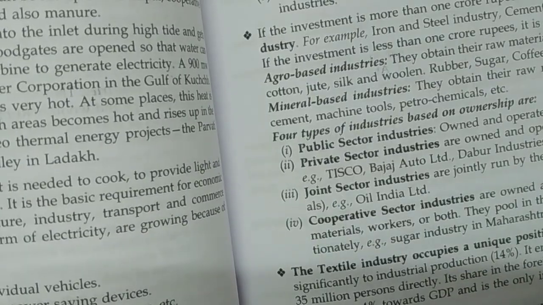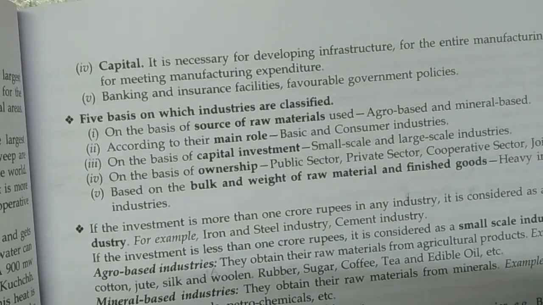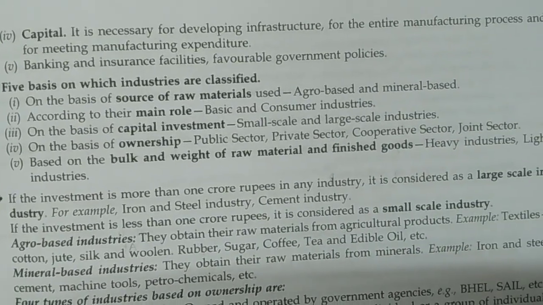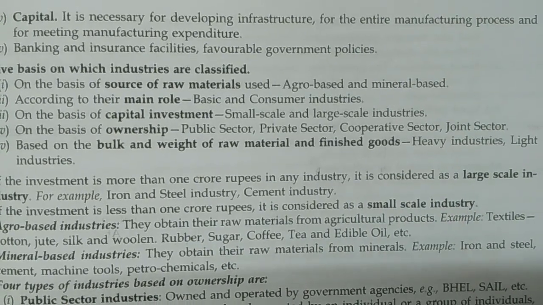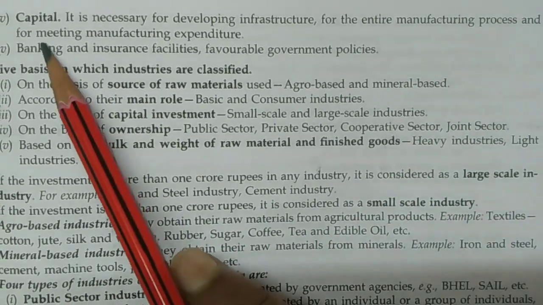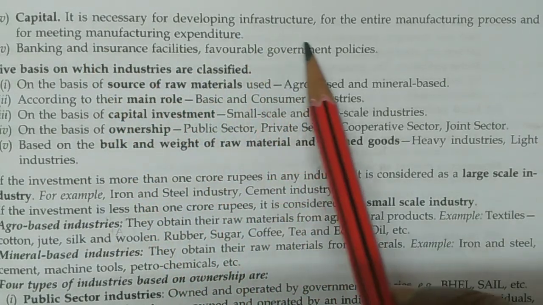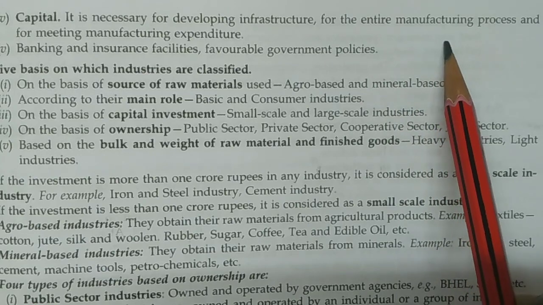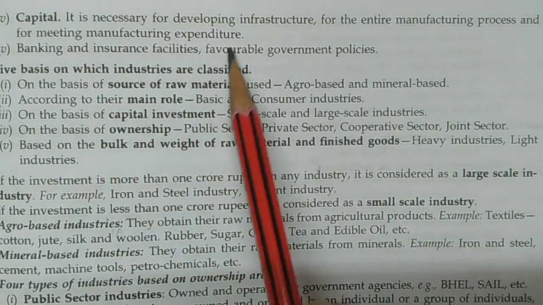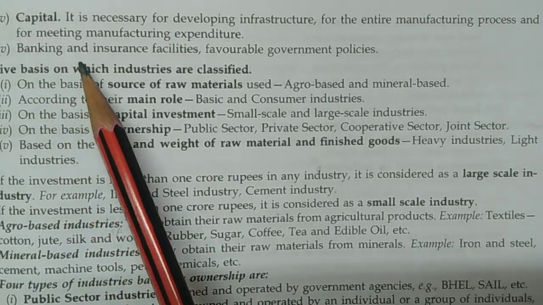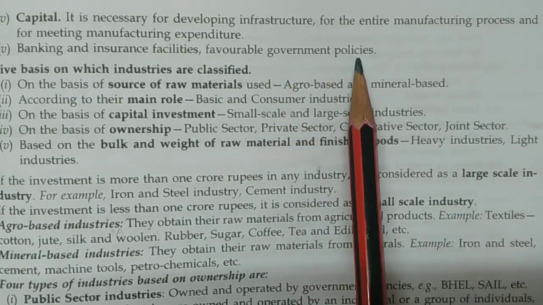Although this chapter is really very lengthy in the NCERT book, here we are covering all the important content which is very necessary for your examination, so you can keep continuing from here. Fourth, capital: it is necessary for developing infrastructure for the entire manufacturing process and for meeting manufacturing expenditure. And fifth, banking and insurance facilities, favorable government policies.